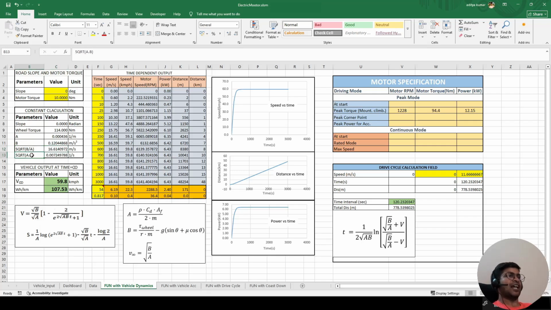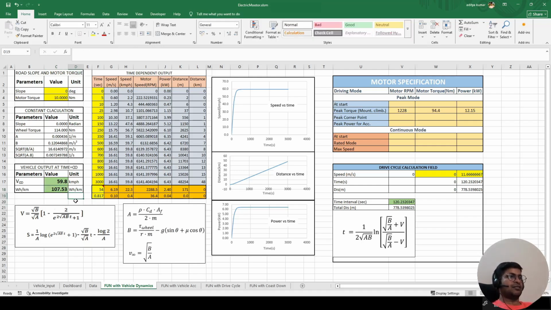Next, I have calculated the square root of a multiplied by b, which is here. So now we can calculate v infinity, which is nothing but root over b by a, which I have just calculated from these two values. And then I have calculated the energy consumption per kilometer, which solely depends upon the motor torque.